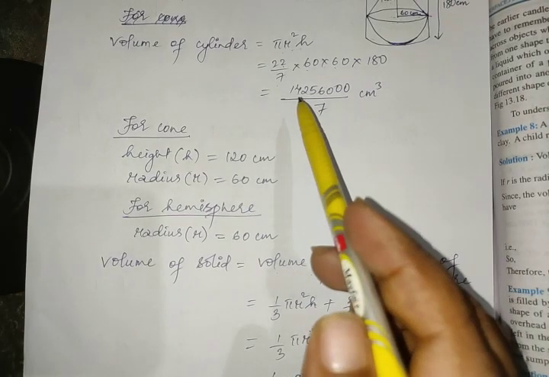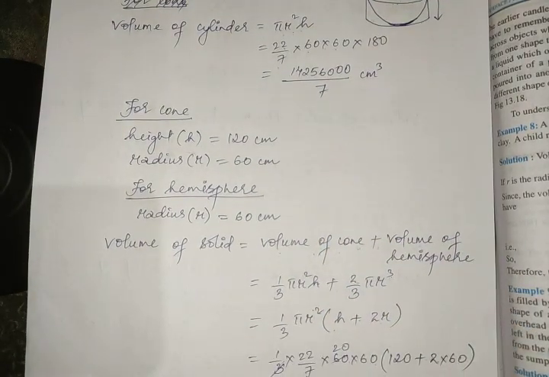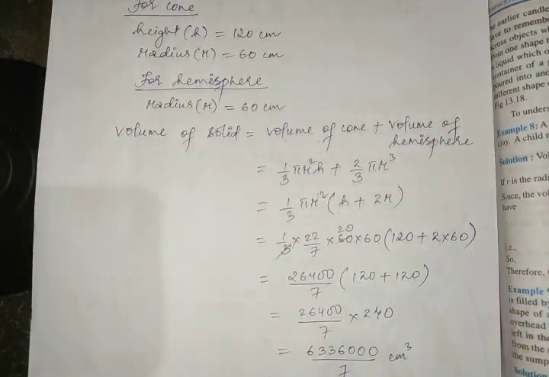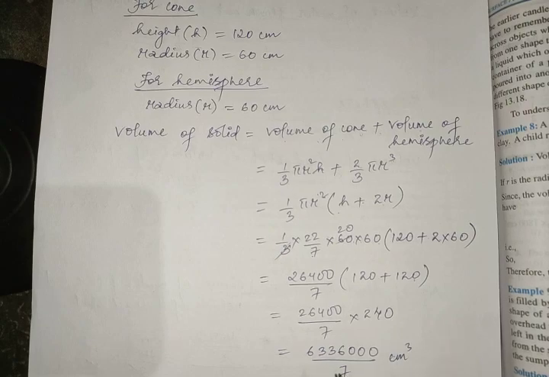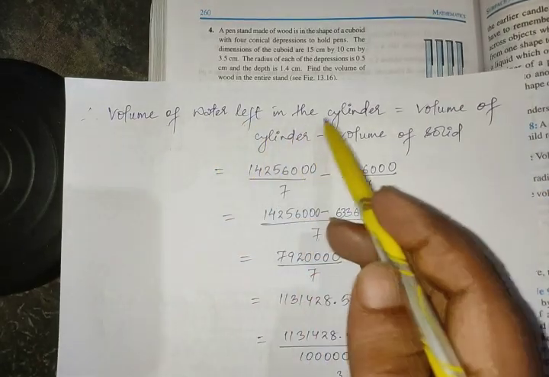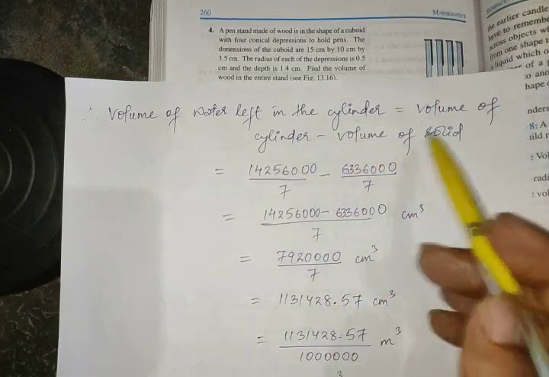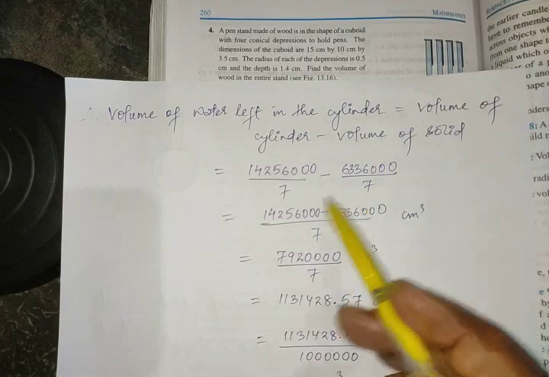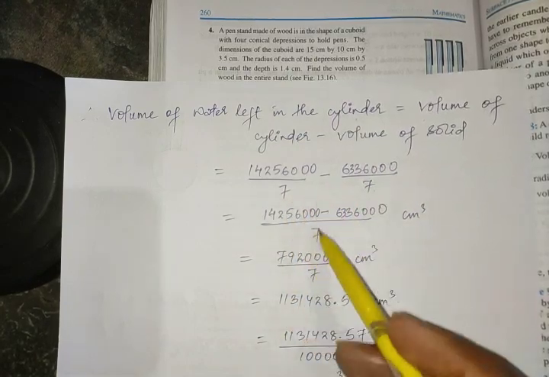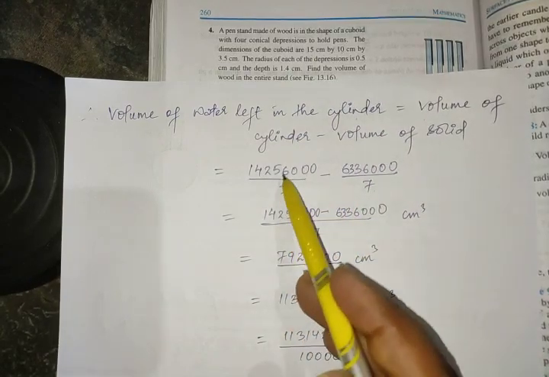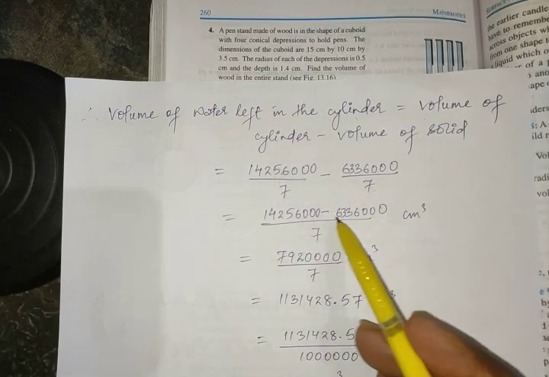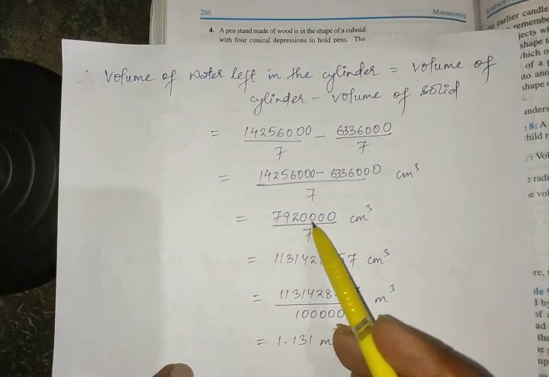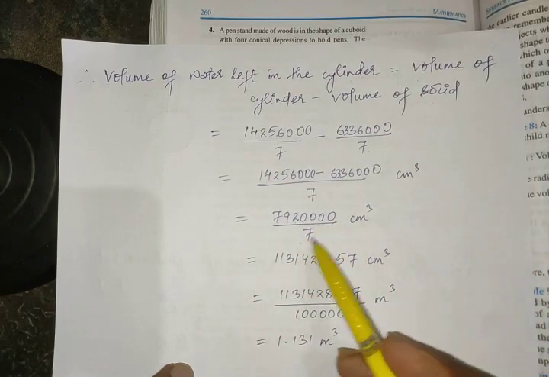So we got the volume of cylinder and the volume of solid, but we have to find the volume of remaining water. So from the cylinder we'll subtract the volume of solid, and we'll get the answer. Volume of water left in the cylinder will be volume of cylinder minus volume of solid. You can take LCM. The denominator is same, so LCM will be 7 only. Then you subtract 14256000 minus 6336000. So you will get 7920000 divided by 7.